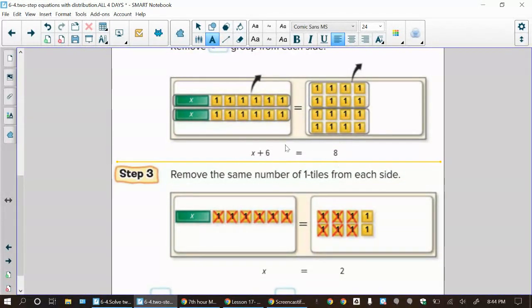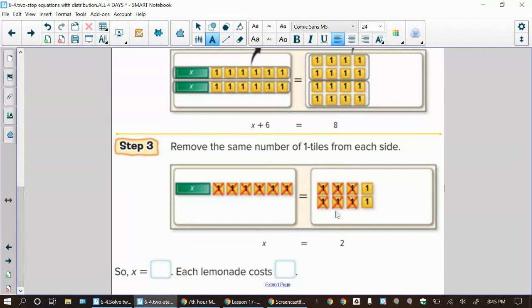Now, if this was a one-step equation that you were trying to solve and model, what do we have to do with these 6 positives? We have to get rid of them, right? And if we get rid of these 6 positives, we have to get rid of 6 positives over here. Same process. Okay, so whatever's left over tells us what this 1x is. So we would say x equals 2, and because it's a word problem, we need to answer with a full sentence. Each lemonade cost $2.